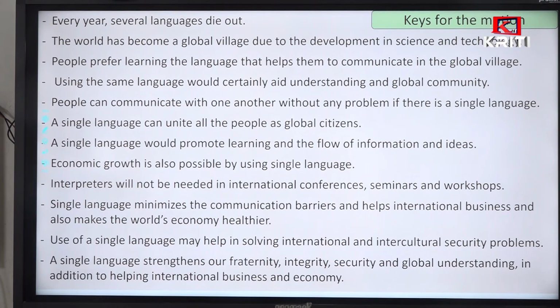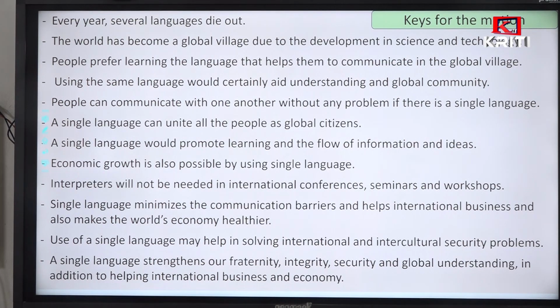Let's see how many advantages Karma has given about using a single language in communication. Using multiple languages is not good according to Karma. He has given his ideas, views, and opinions regarding a single language.